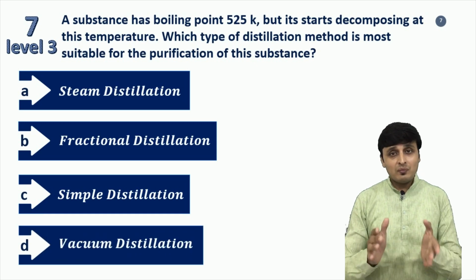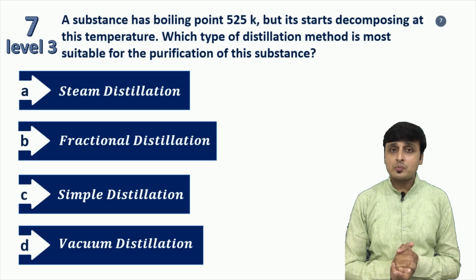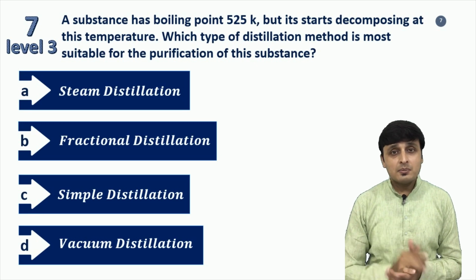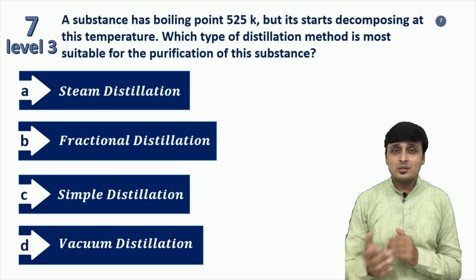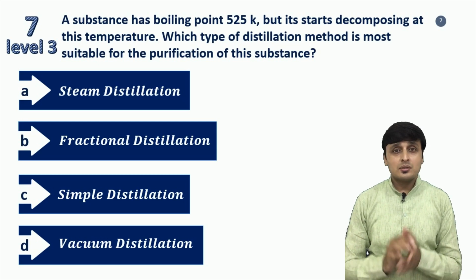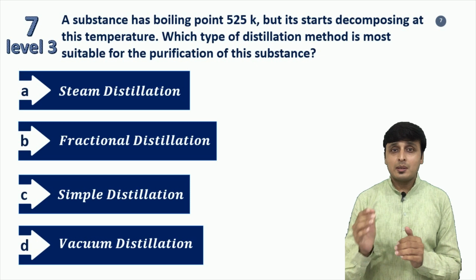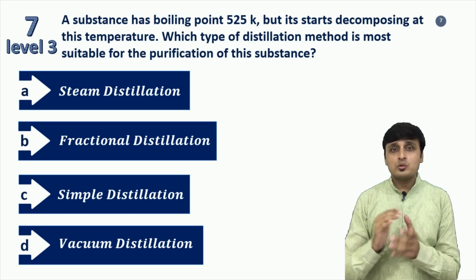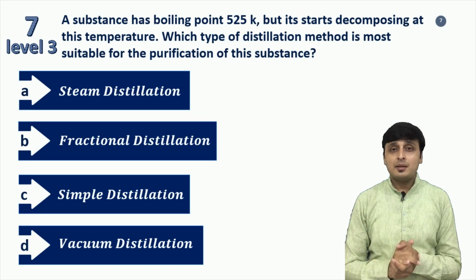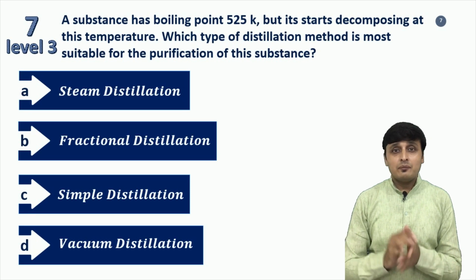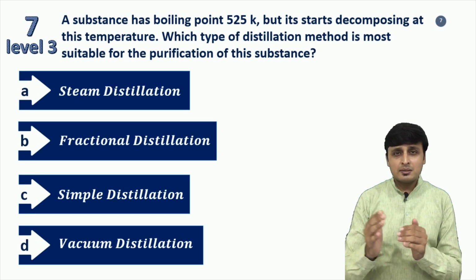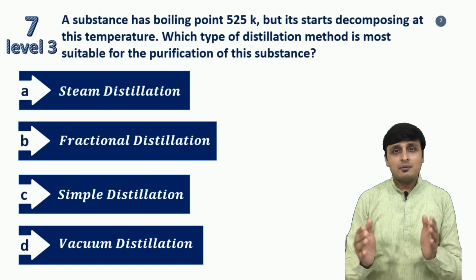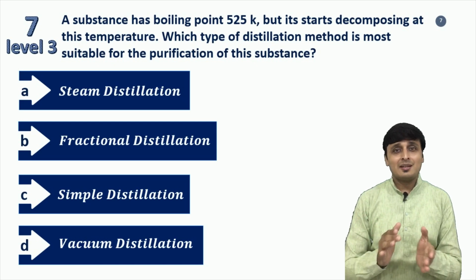Dear friends, when we look at the options, the very first option is steam distillation. Steam distillation is very famous to separate compounds like essential oils. Fractional distillation, option B, can be used to separate compounds having very close boiling points. Simple distillation, option C, can be used to separate liquids having very separate boiling points, and it is a very simple kind of distillation technique.